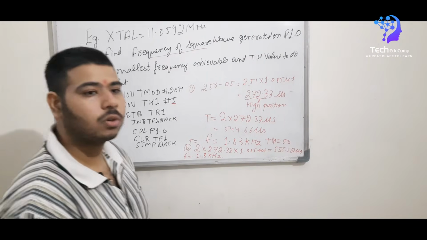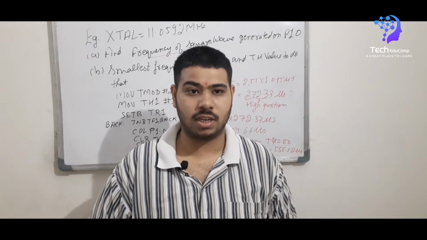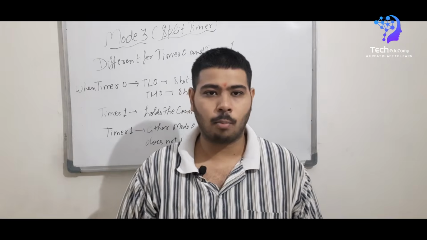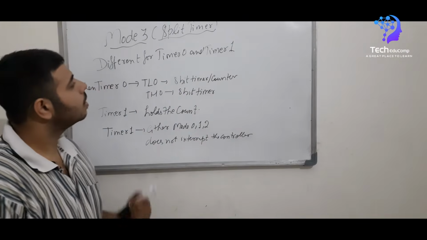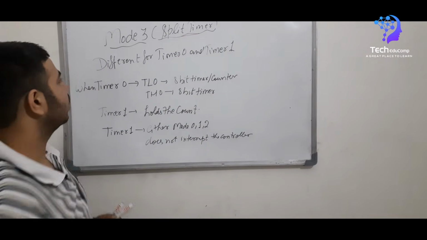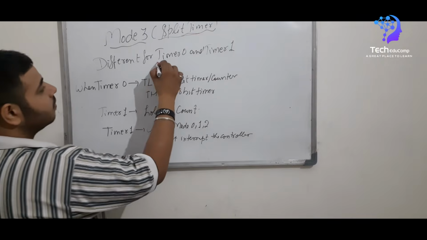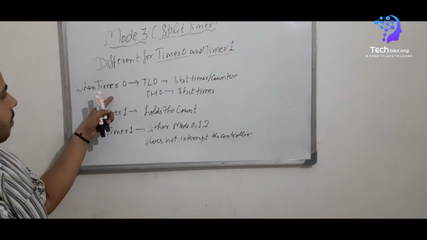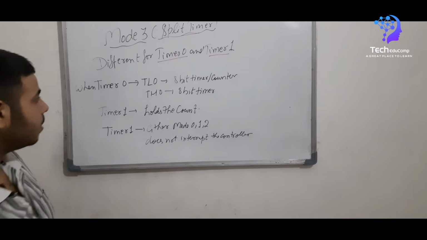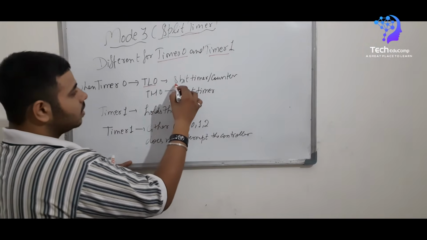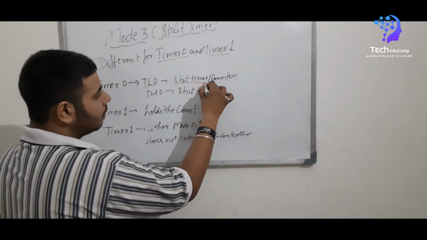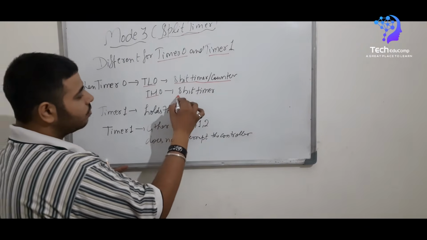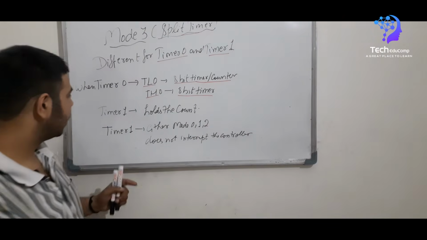So now let's move on to the last mode, that is mode 3. So now let's talk about the last mode of the timer and counter, that is mode 3, which is a split timer. It works differently for timer 0 and timer 1. When timer 0 is working in mode 3, the TL0 is used as an 8-bit timer and counter, while the TH0 works only as an 8-bit timer.